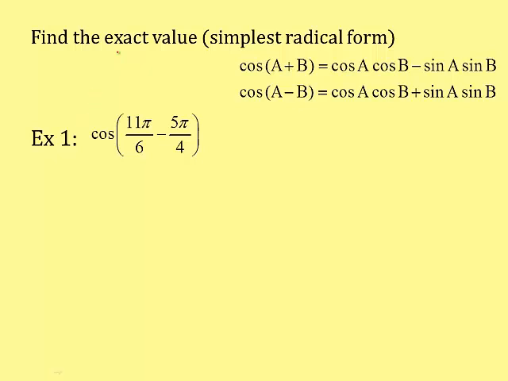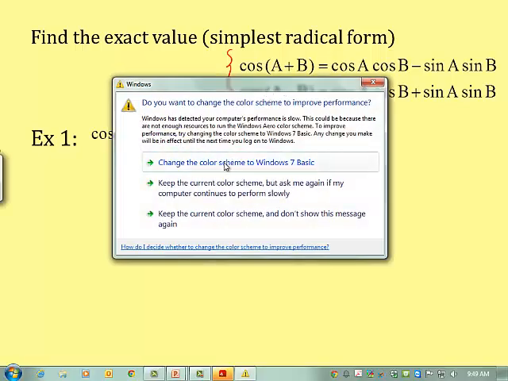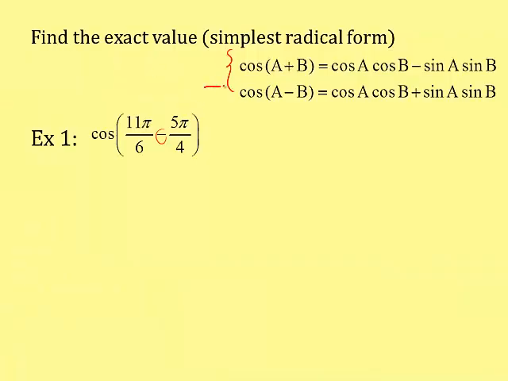So how do I use them? The problem will read, find the exact value in simplest radical form. It's a cosine problem, so I put the two cosine equations here. It's a minus sign, so I'm going to be using the one that's subtraction, so we can ignore this one for a moment. But let's just think about this: 11 pi over 6 minus 5 pi over 4.